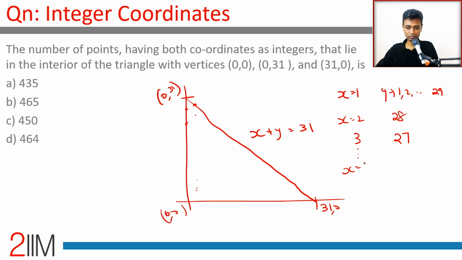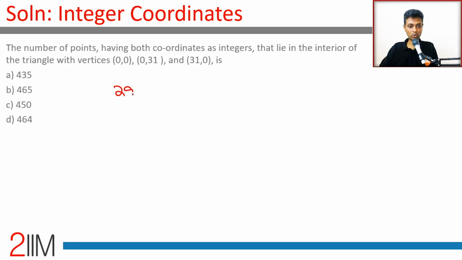30 is not possible. The moment you put x is 30, y will have to be 0. That's not possible, then it would lie on the axis. X is 29, in which case y will be only one possible value. And so the number of possible values is 1 plus 2 plus 3 plus 4 all the way till 29. That is the famous formula which we know how to do.